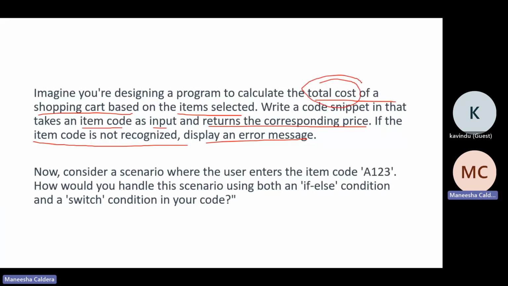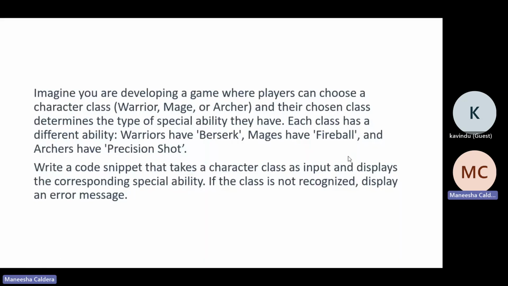So the total cost calculation we'll do later on because it needs iteration. What we can do now is consider the scenario where the user entered something unrecognized. How would you handle this scenario? Both if else conditions. Yes, your condition is very good, really appreciated. Once you learn loops and iterations, which we are discussing today, you will be able to complete this total calculation. For now, that's perfect. We'll go for another question quickly.